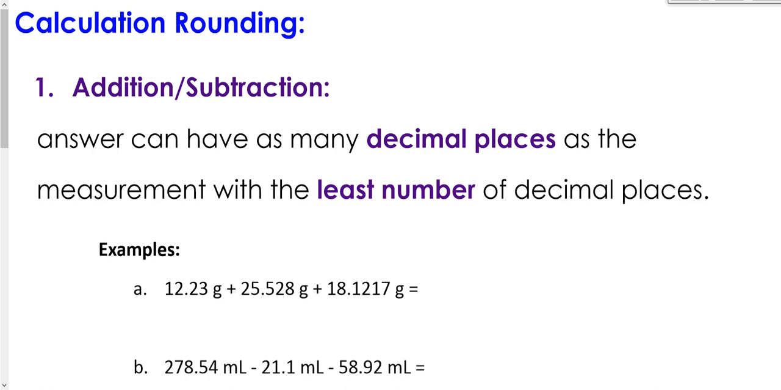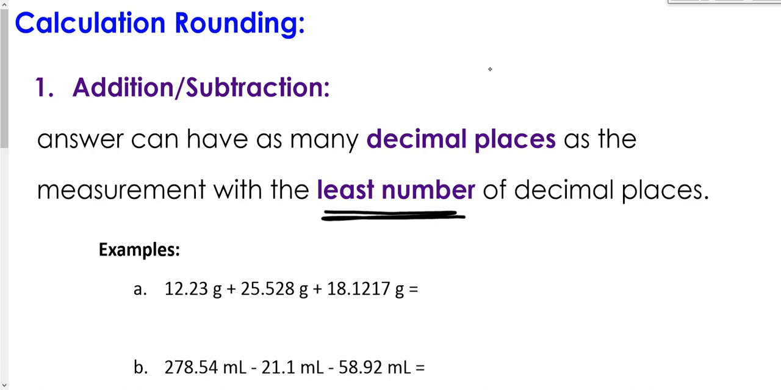This video is on how to calculate and round with your calculations. This one is going to be on specifically when you add and subtract numbers. So the rule is that when you add and subtract, answers can have as many decimal places as the measurement with the least number of decimal places.